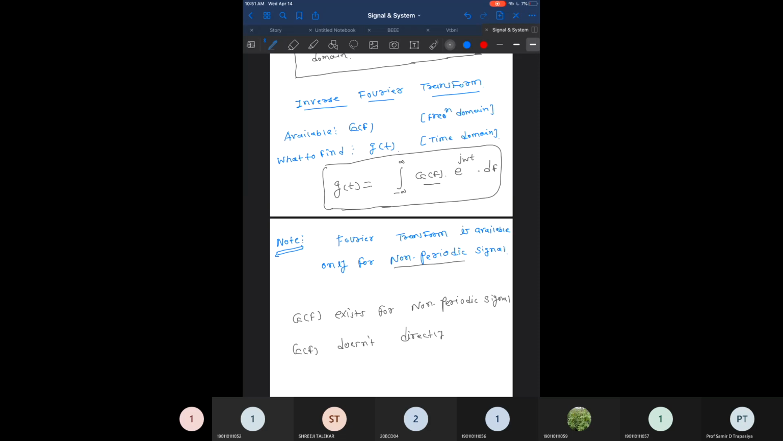Directly, that is. You have a possible indirect way available in which you can find the autocorrelation first, and by taking the Fourier transform of the autocorrelation we can find the g of f. But otherwise we don't have any way to find g of f. So g of f doesn't directly exist for a periodic signal. This is very, very important, you can note this down. G of f exists for a non-periodic signal by the formulas that we have shown, and g of f doesn't directly exist by the formula that we have shown for a periodic kind of signal.